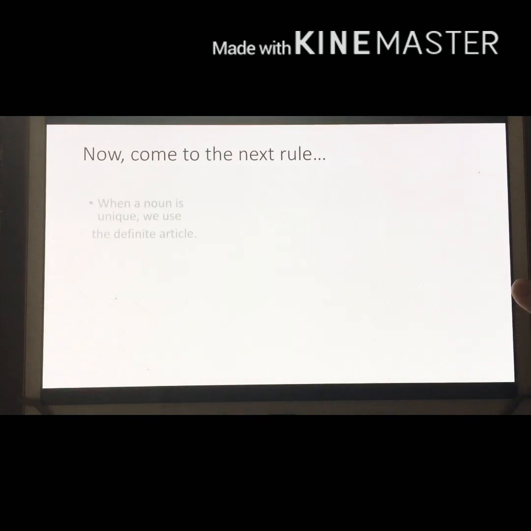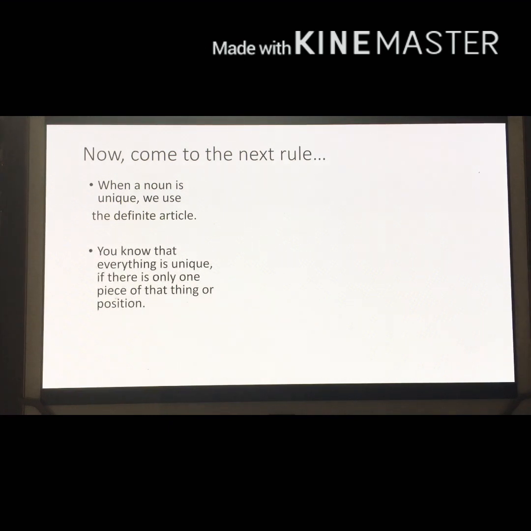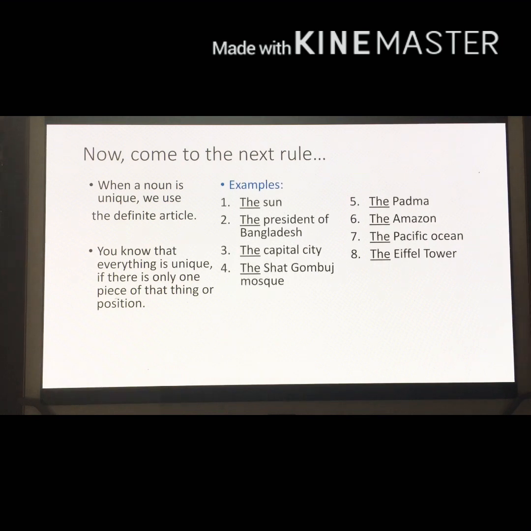Now come to the next rule. When a noun is unique, we use the definite article. So what is unique? Do you know? It is when everything is unique. That means if there is only one piece of that thing or position, it is called unique. Okay? So we use "the" with the unique things, such as the sun, the President of Bangladesh, the capital city, the Shah Jamal Mosque, the Padma, the Amazon, it's the name of a river, the Pacific Ocean, the Eiffel Tower.